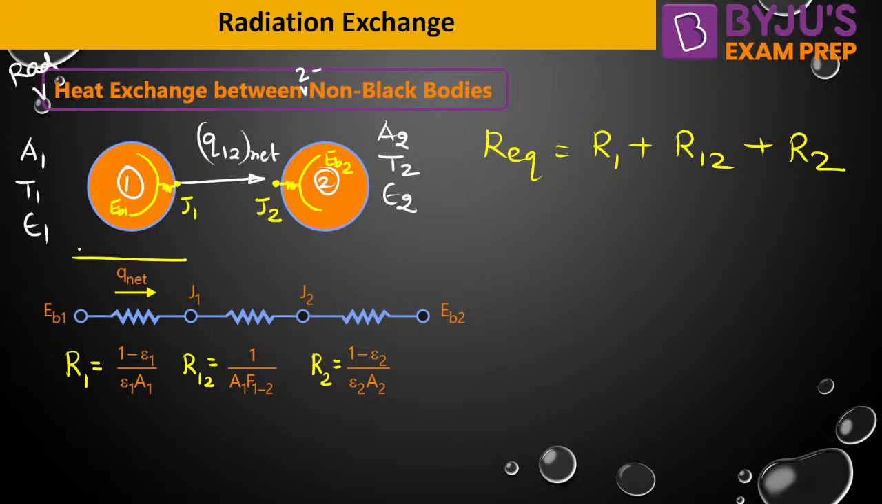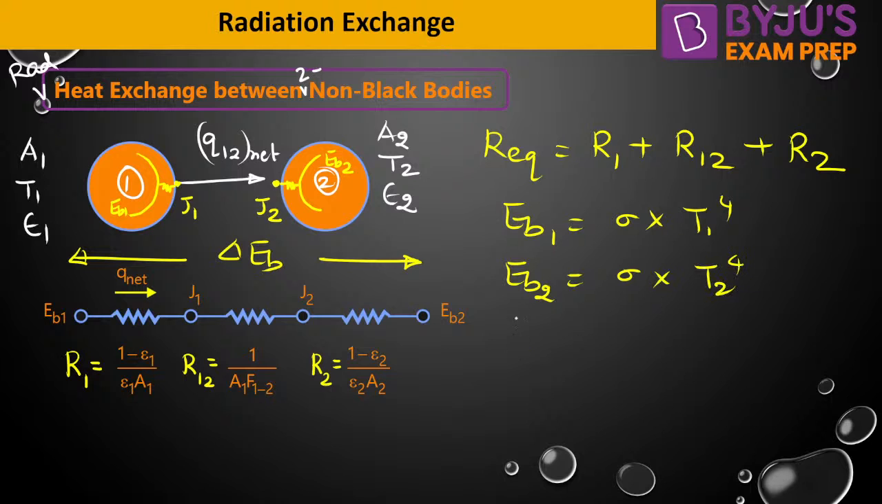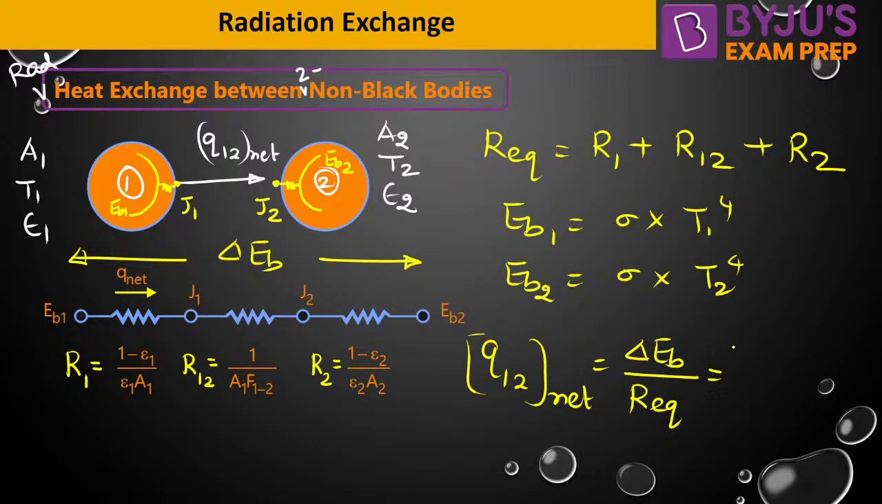And this can be called delta EB, where EB1 is equal to sigma T1 to the power 4 and EB2 is equal to sigma T2 to the power 4. So Q1-2 net can be written as delta EB, that is EB1 minus EB2, upon R equivalent, isn't it? Or we can say sigma times (T1 to the power 4 minus T2 to the power 4) divided by R1 plus R1-2 plus R2. I hope this is clear.